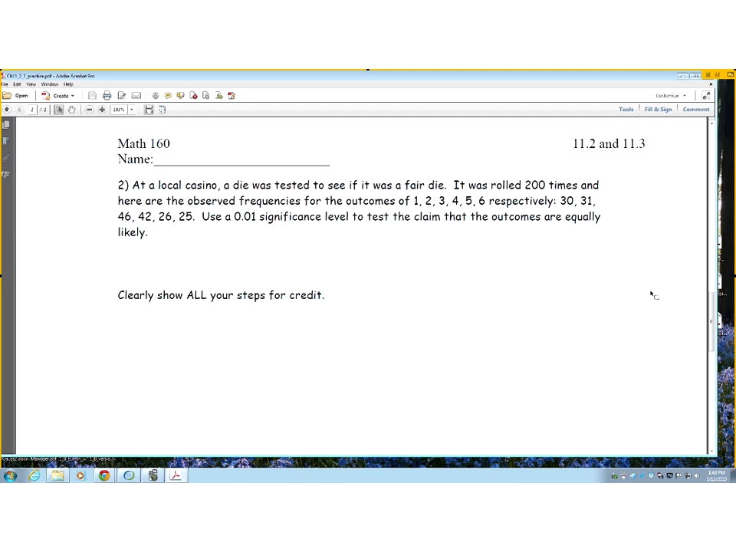So we had frequencies and we had categories. At a local casino, a die was tested to see if it was a fair die. It was rolled 200 times. And here are the observed frequencies for the outcomes. So a die could either be a 1, a 2, a 3, a 4, a 5, or a 6. Those are your categories. So we have 6 categories. And the frequency means how many times did we roll a 1? We rolled it 30 times. A 2 was rolled 31 times, and so on. Those are your frequencies. That's what actually happened. That's your observation.